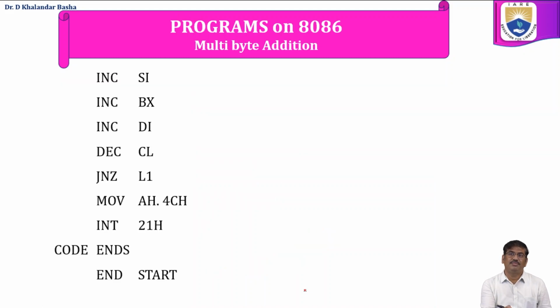Then for pointing to the next byte, increment SI for byte 1, increment BX for byte 2, and for the result increment DI. As we are done with one byte addition, we will decrement the count. This repetition of addition will take place until the CL count is equal to 0. Once the CL count is equal to 0, all the data is added and moved into the destination location. So we will end the program by generating INT 21H with function 4CH. Then we will end the code segment with code ends, and end the program by using end start.